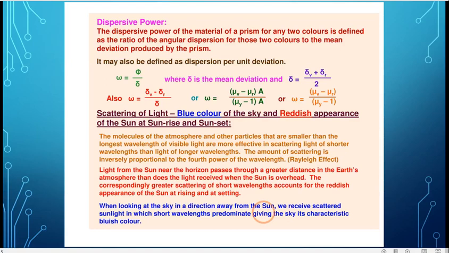What is dispersive power? The dispersive power of the material of the prism for any two colors is defined as the ratio of the angular separation or dispersion for those two colors to the mean deviation produced by the prism. We can say omega is equal to phi upon delta. Delta is mean deviation and given by delta v plus delta r divided by 2. Omega is delta v minus delta r upon delta, or you can write omega as mu v minus mu r into A divided by mu y minus 1 into A.